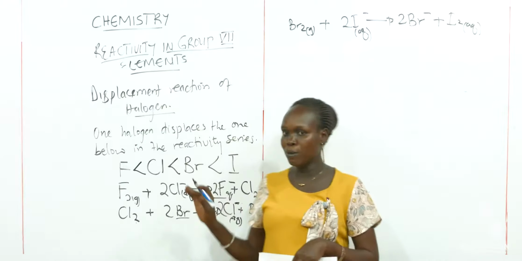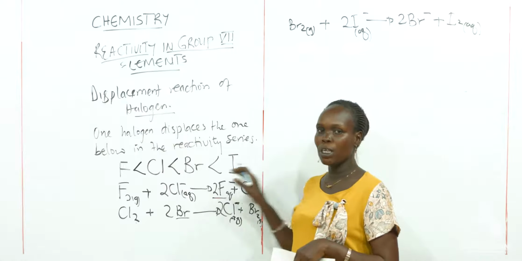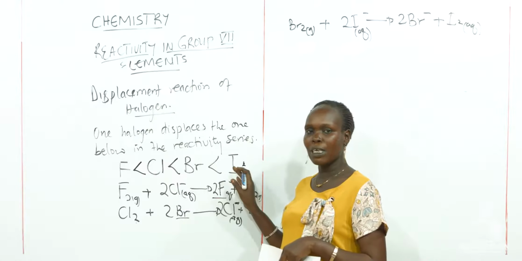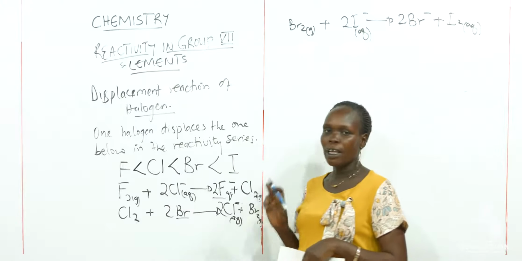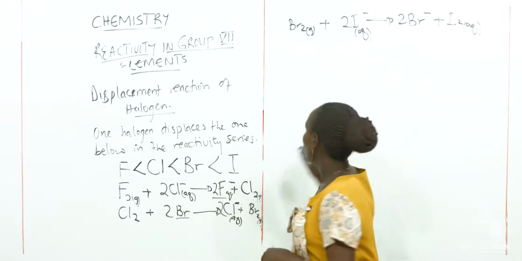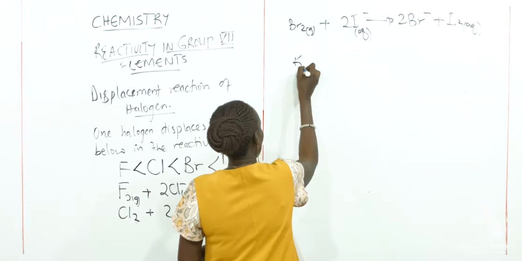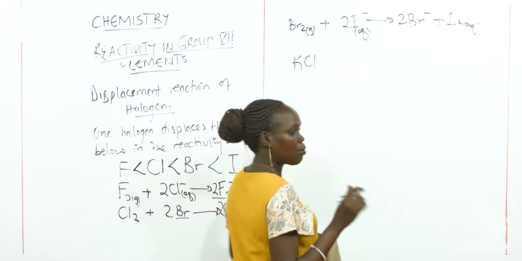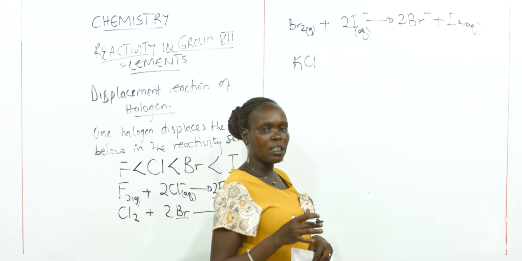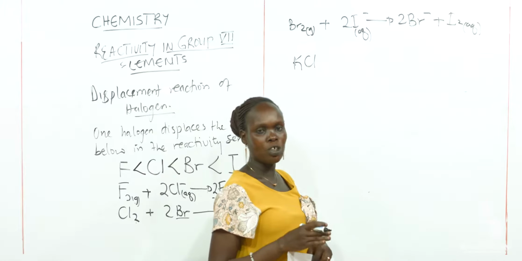As we have put here very clearly, fluorine will displace the three atoms, chlorine will displace the two atoms, and bromine will displace only iodine, but iodine cannot displace the three elements. So you are going to see also an example for this. We are going to have bromine and potassium chloride, an aqueous solution of potassium chloride, and when you react it with bromine, what will happen, learners?